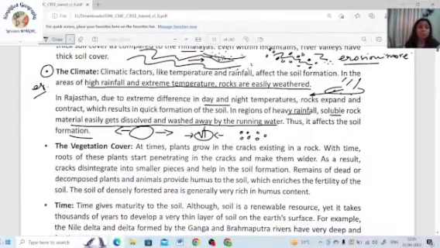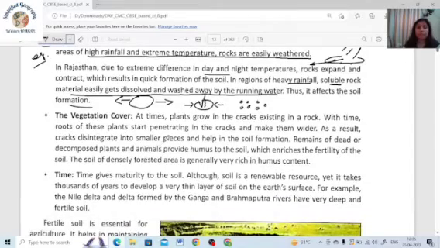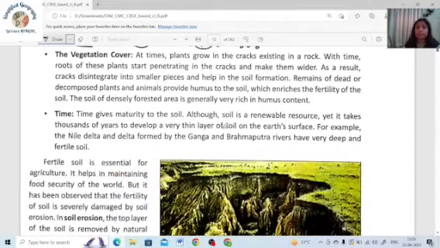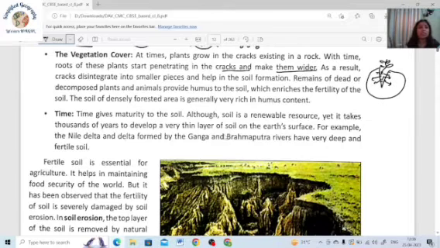Let's come to the vegetation. At times plants grow in the cracks existing in a rock. With time, roots of the plant start penetrating the rocks like this. If there is a crack, then plants come out from this and start penetrating the rock and make them wider. The roots of the plant give pressure to the walls of the crack or the fracture and cause disintegration of rocks.